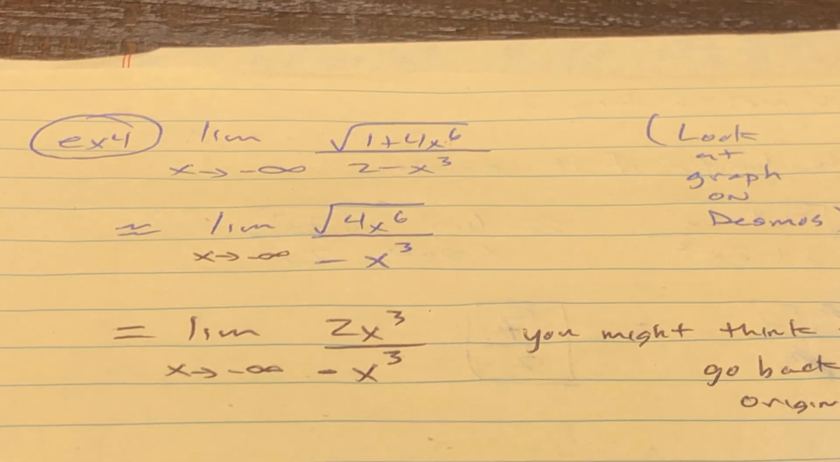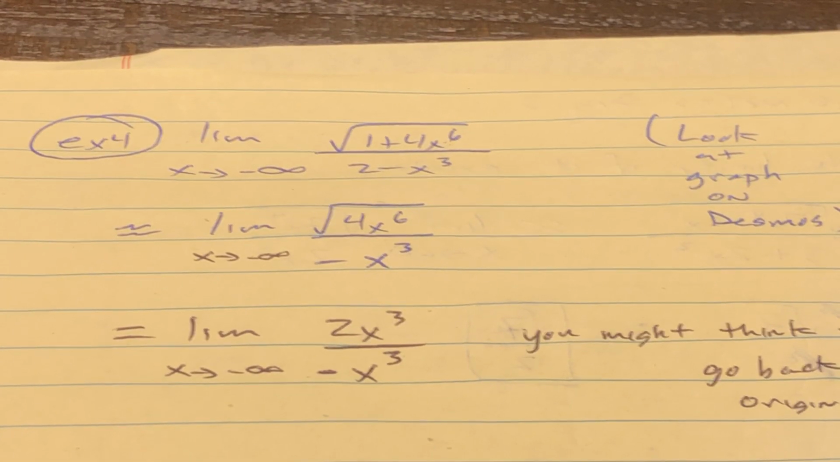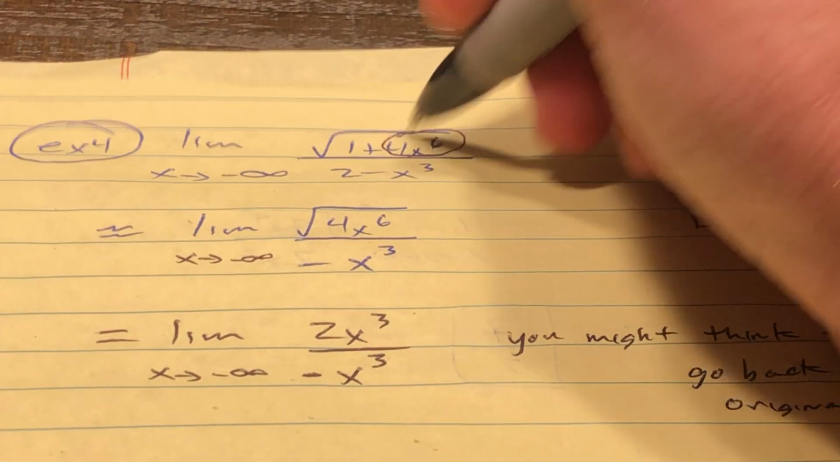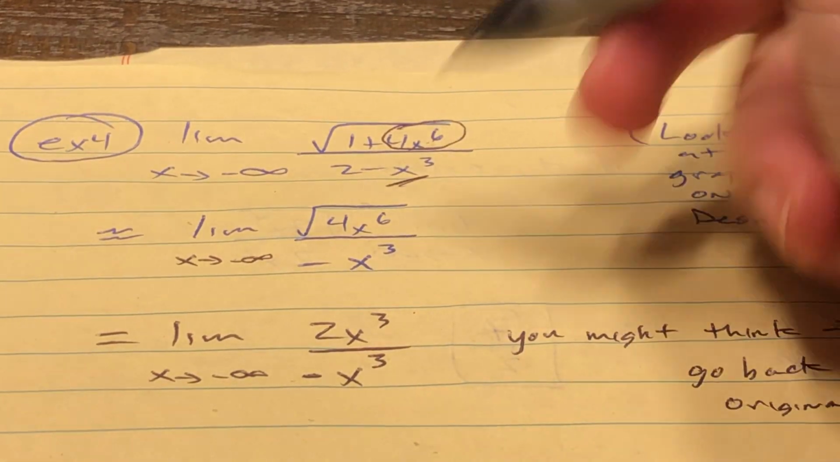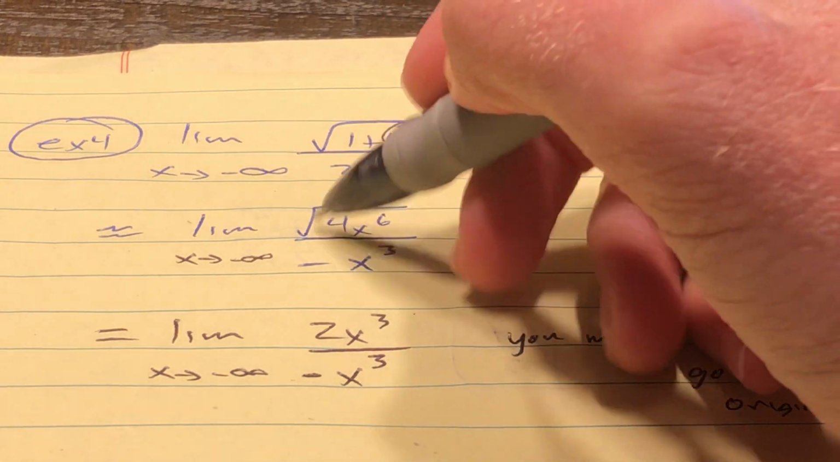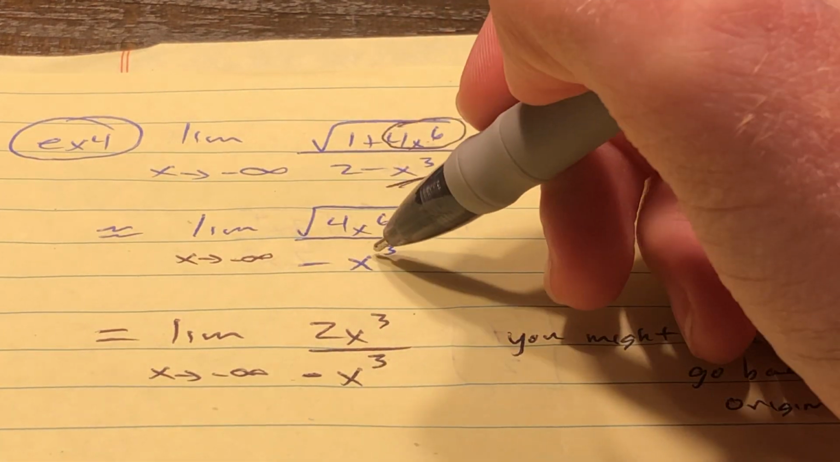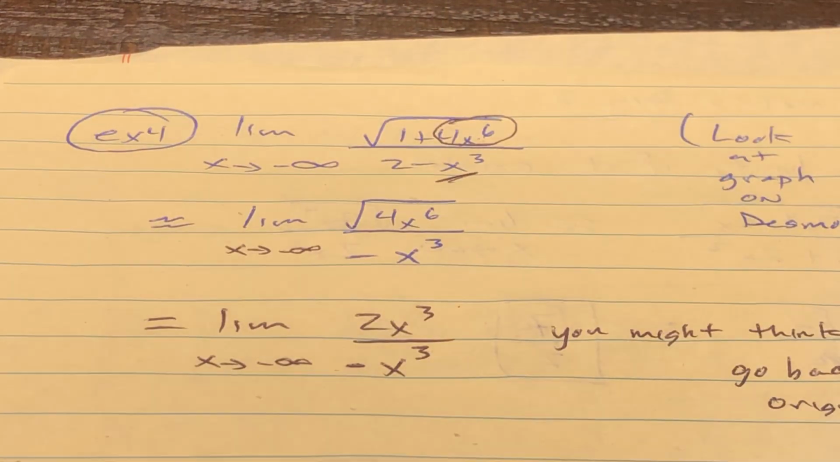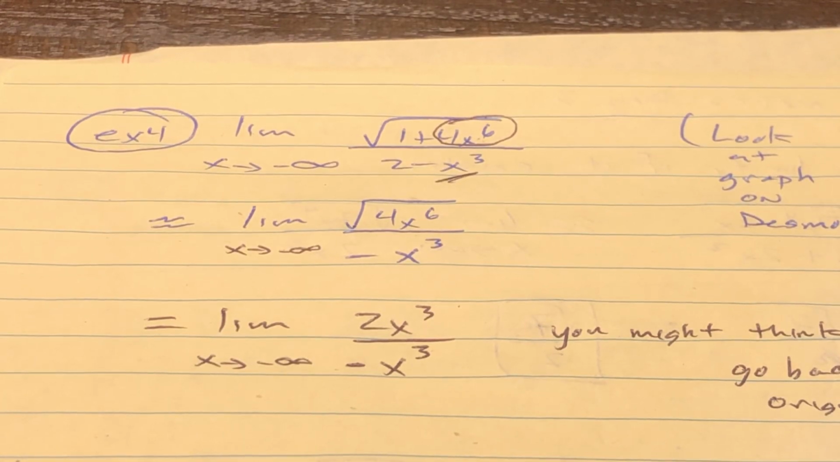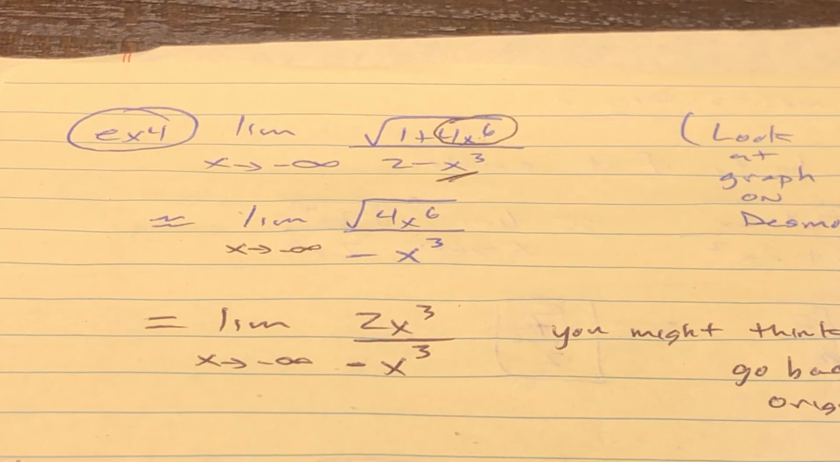So I have the limit as x goes to negative infinity of the square root of 1 plus 4x squared over 2 minus x to the third. Again, what is the most important term up top? It's that. What's the most important term in the denominator? It's that. So that's why I say this is approximately the limit as x goes to negative infinity of the square root of 4x to the 6th divided by negative x to the third. Again, we showed all this work on why it was like that when we did these the long way.